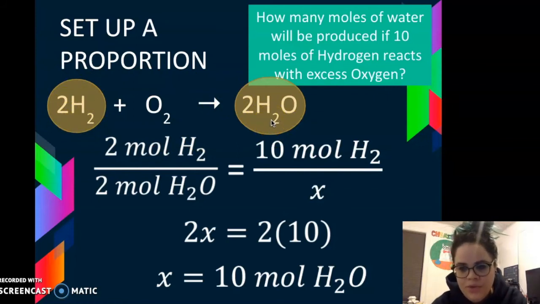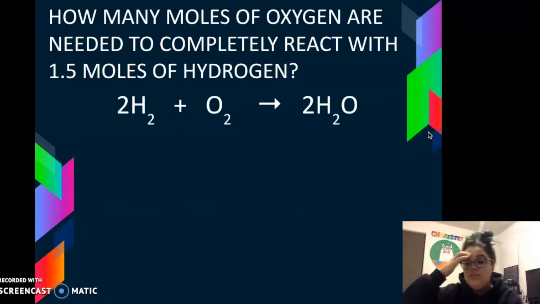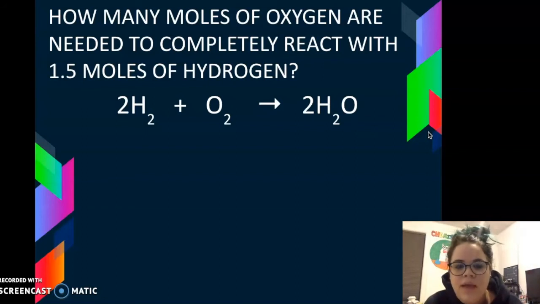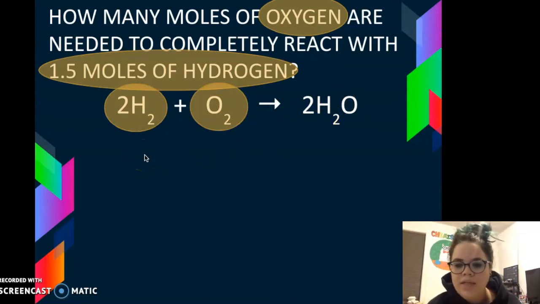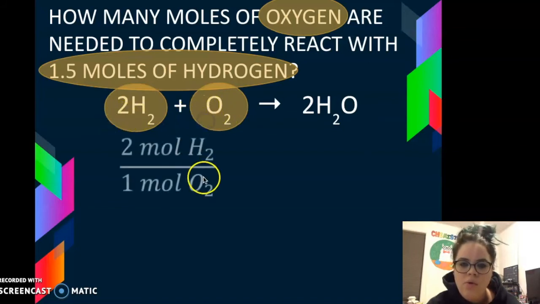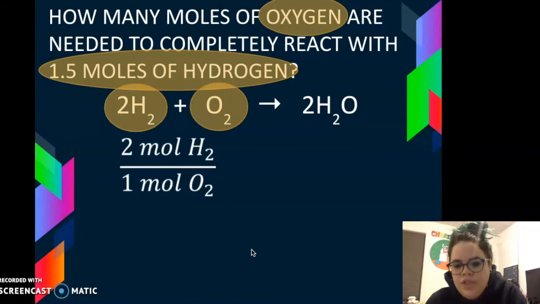It's not always a 1 to 1 ratio, of course, because let's say a question asks you about oxygen, which, surprise, surprise, your next question does. So still having the same reaction, how many moles of oxygen are needed to completely react with 1.5 moles of hydrogen? So this time, we care about oxygen and hydrogen. Who cares about the water at the end? It doesn't matter. We only care about the reactants. So the first step, what is the mole ratio of hydrogen to oxygen? For every 2 moles of hydrogen, you get 1 mole of oxygen. That is your first ratio.